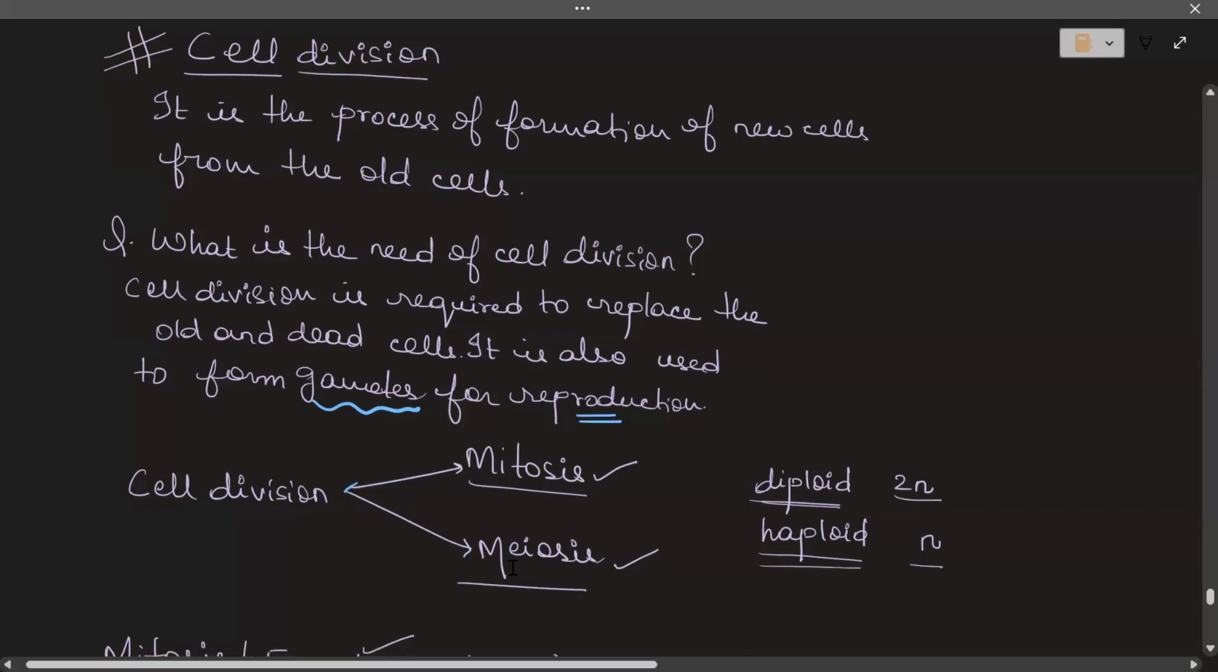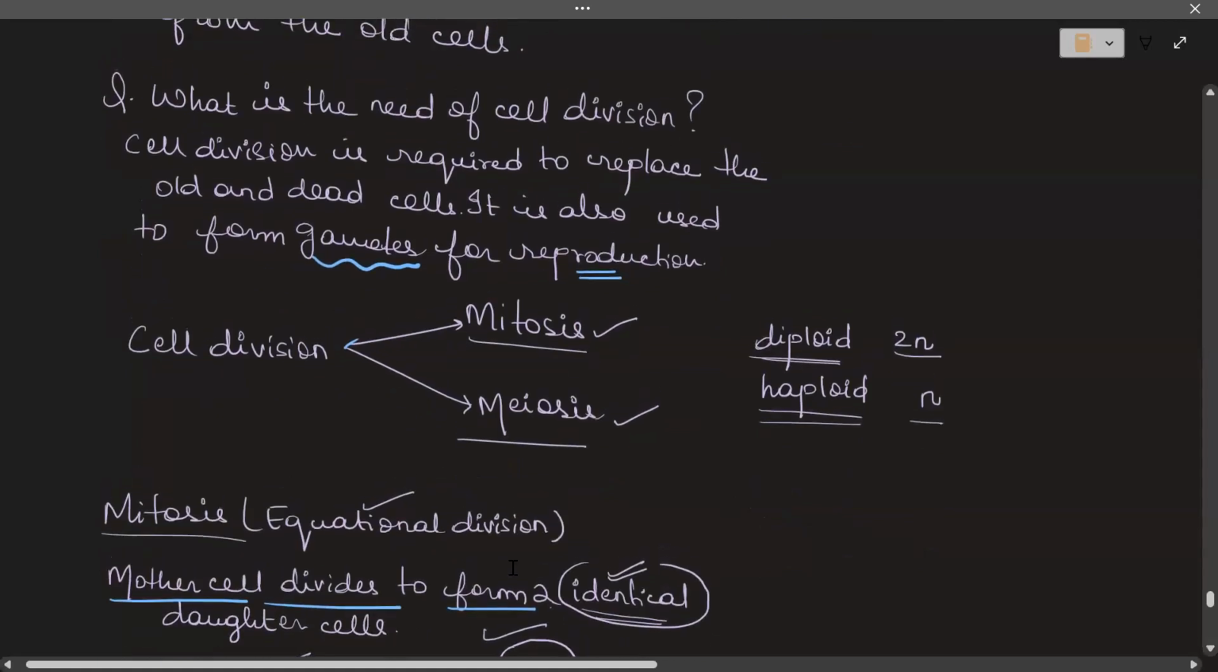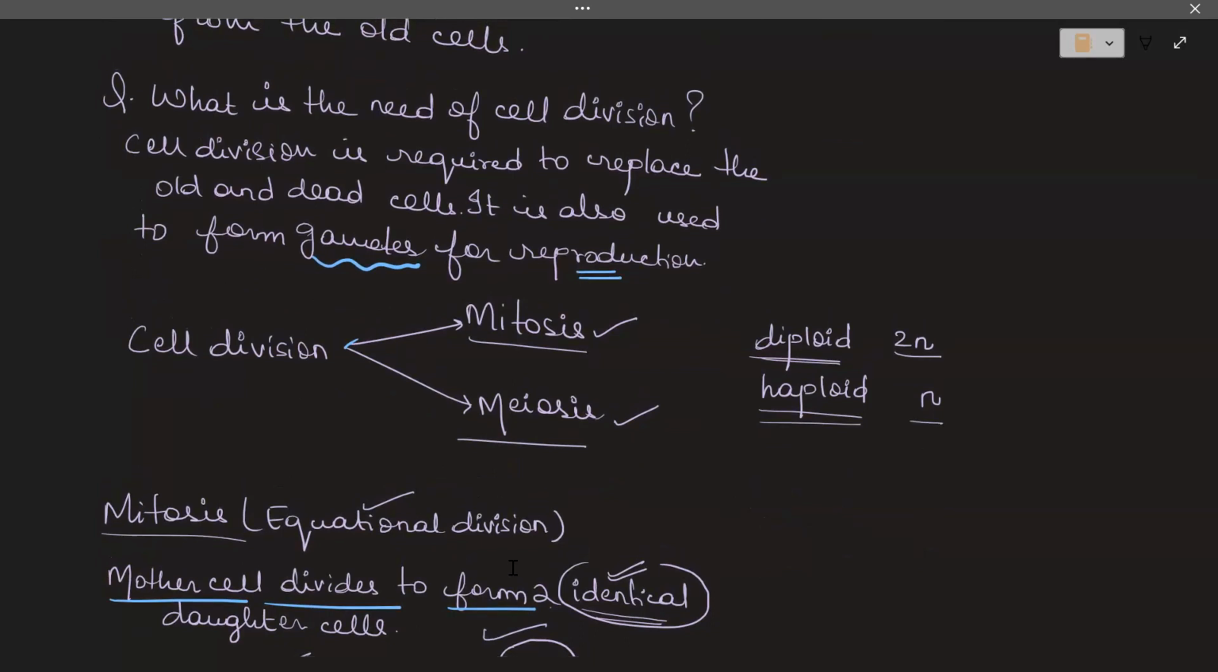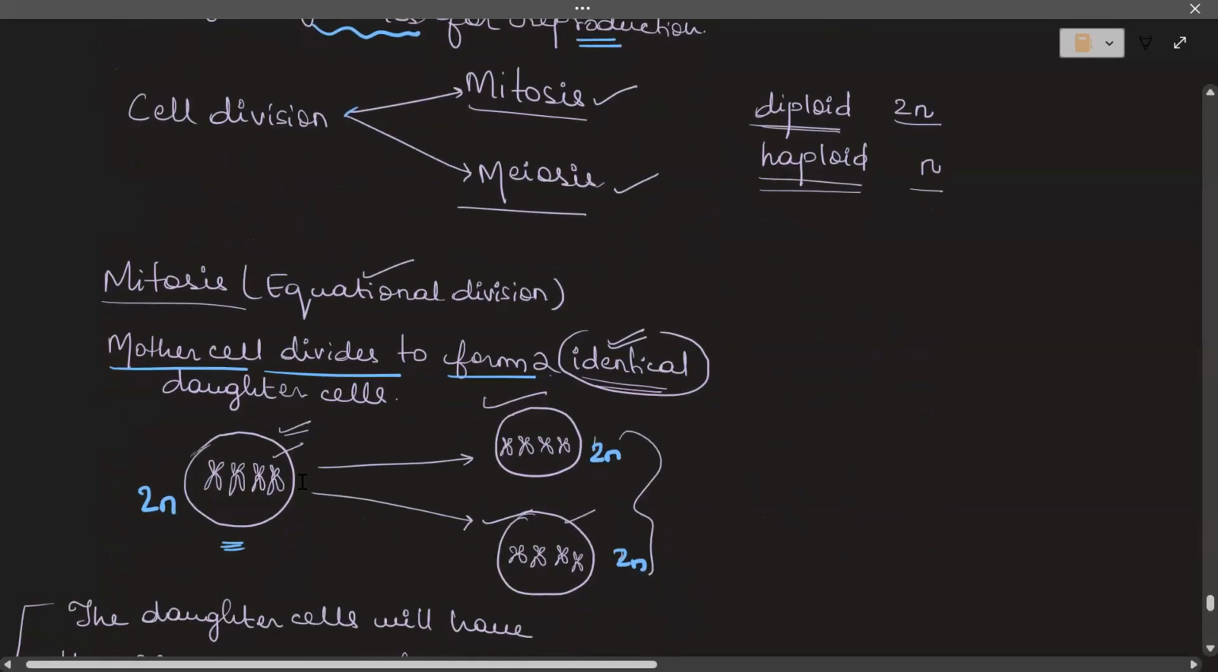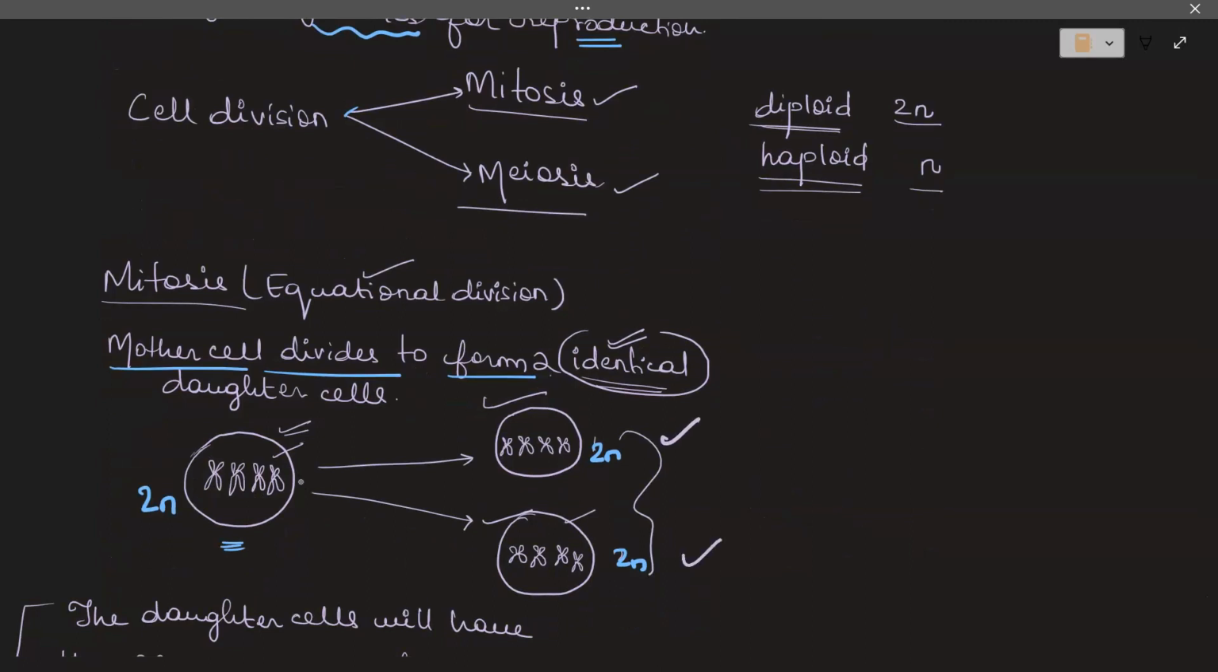Now, cell division is of two types, mitosis and meiosis. Mitosis is equational cell division. It means that when one cell divides, it results in the formation of two identical cells. Two identical cells will be formed as a result of mitosis. Clear?